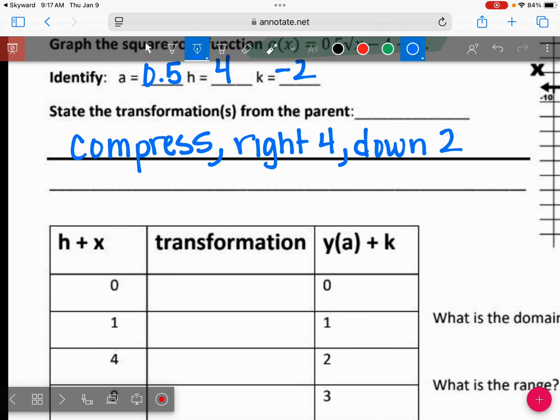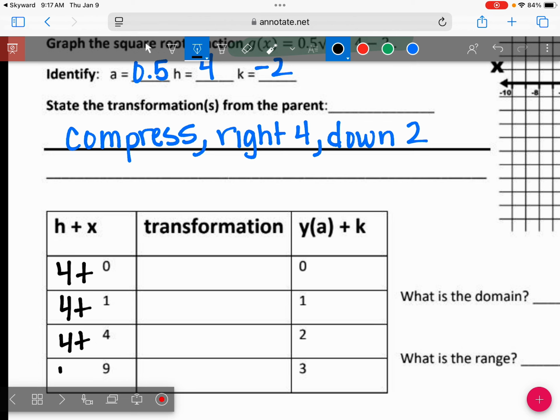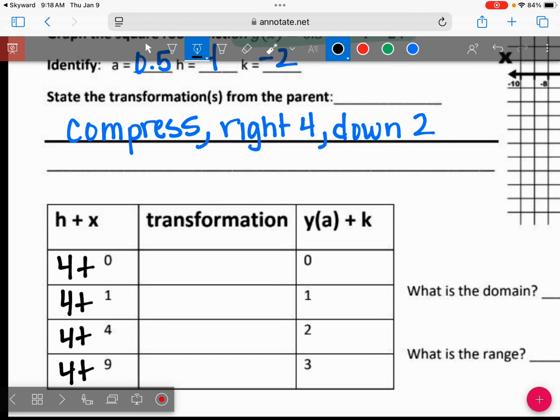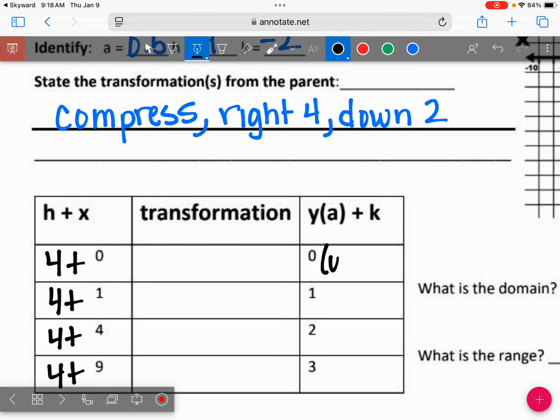So you can pick up your calculator. You're going to add the 4 all the way down. For your y values, you're multiplying it by 1/2 and subtracting 2 all the way down. So pick up your calculators and get your 4 new ordered pairs.